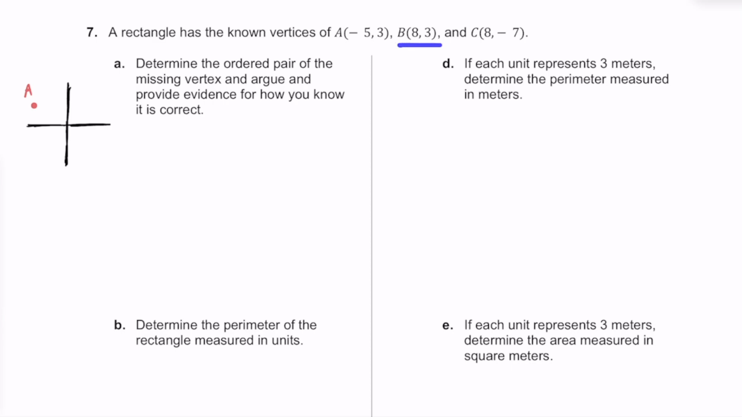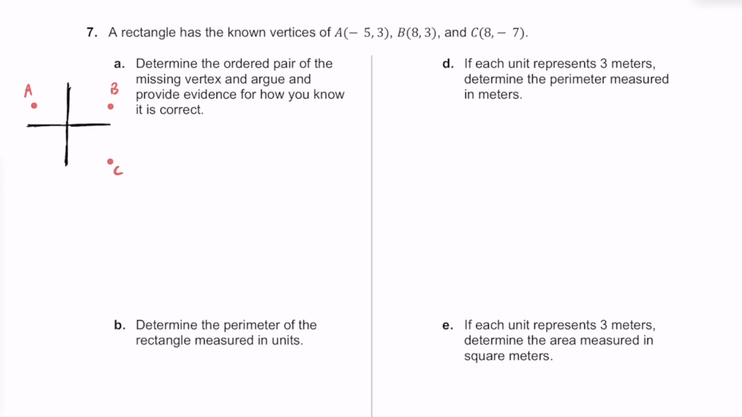For point B, we have (8, 3), so that's going to be to the right, and then up, so it's in quadrant 1, so here's B. And then for C, we have (8, -7), so that's going to be 8 to the right and 7 down, so here is point C. So you can see these are the 3 points that were given.